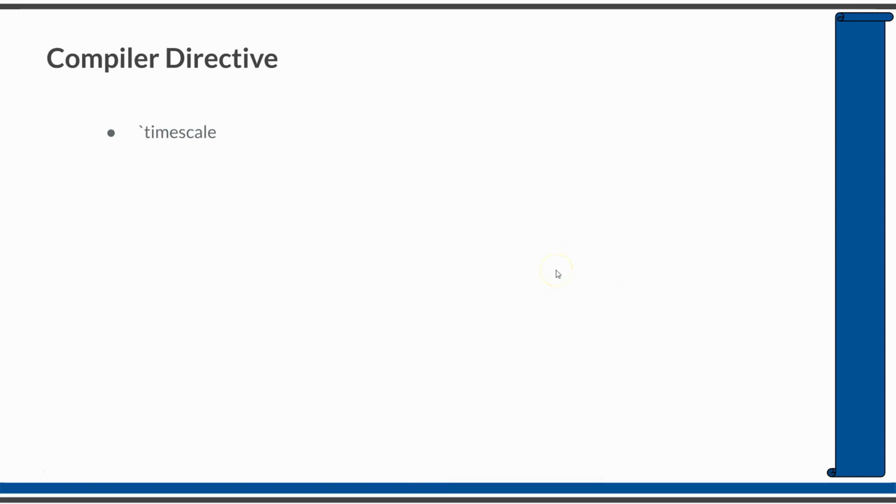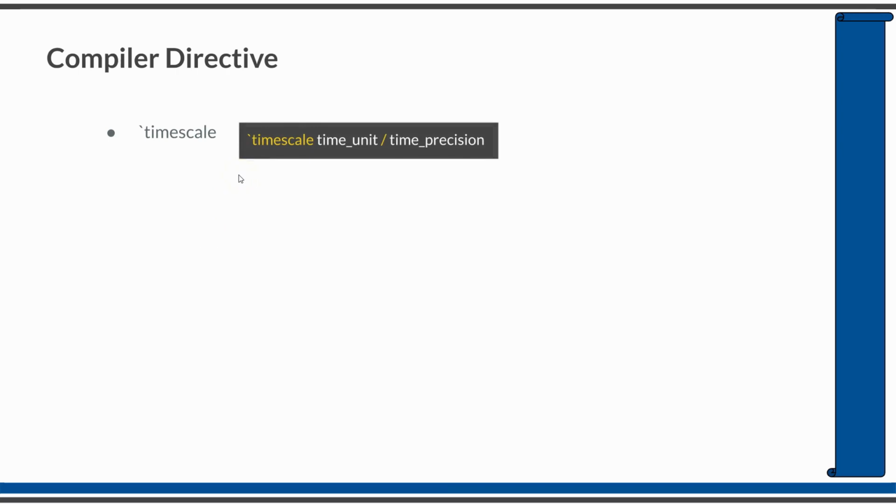Next one is timescale. The timescale macro is used to specify the time unit and time precision in the current simulation. Time unit is the time of a single step in the simulation. So a single time step is a time unit, and time precision is the precision value to which every time unit needs to be rounded if there is a fractional time.